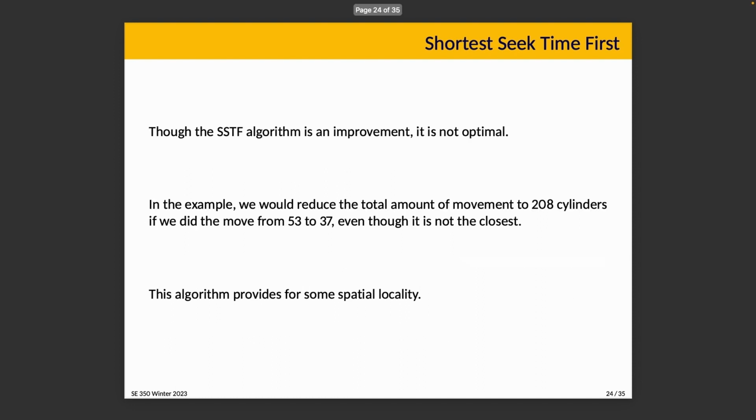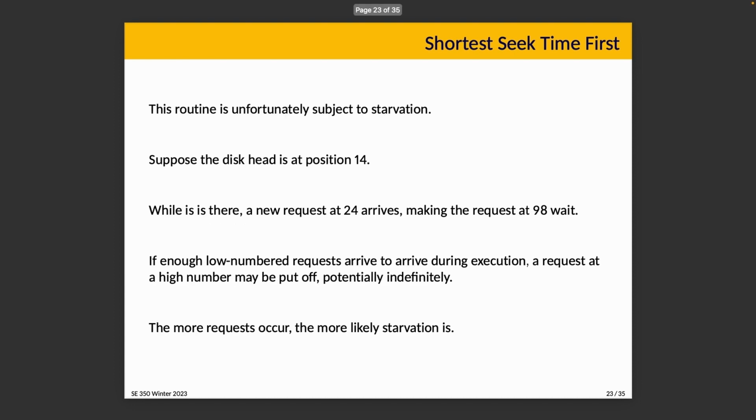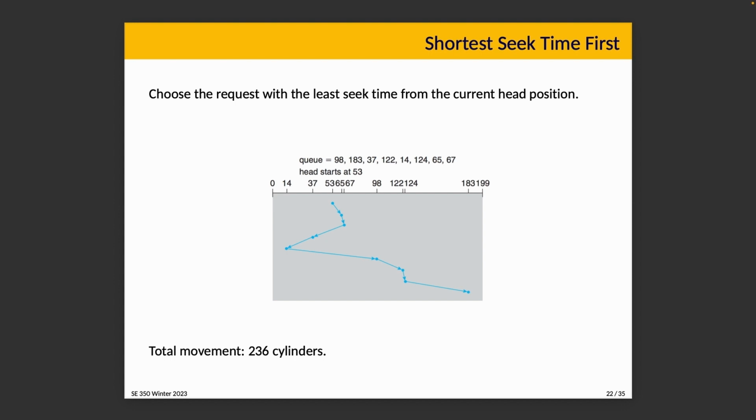Other things that we notice about this. Number one, although it is a dramatic improvement over the first come, first served or first in, first out approach, it's not optimal. If we analyzed every option to find the one with the fewest cylinders moved, it would actually be 208. That would happen if, in this example, we went from 53 to 37 at the beginning. Why? Because it would reduce the amount of backtracking.